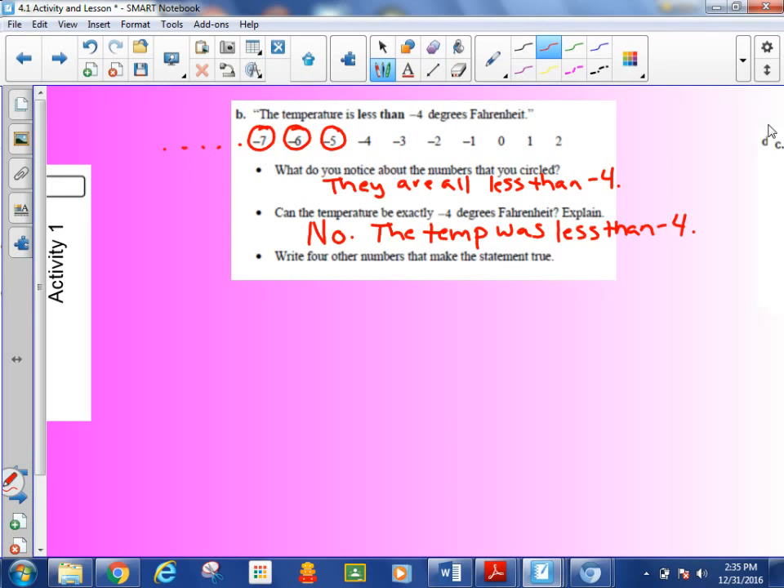Write 4 other numbers that make the statement true. So other numbers other than the ones that we circled up there. Well, if we were to continue our pattern, we could do -8, -9, -10, -11, and so forth. You don't have to use those 4. Those are just the next 4 ones if we were to continue the pattern.